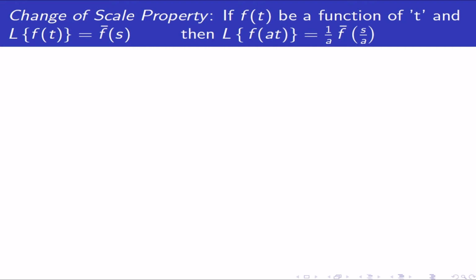Next property, change of scale property. If f of t is a function of t and the Laplace transform of f of t is equal to f bar of s, then the Laplace transform of f of at is equal to 1 upon a f bar of s by a. Let us see the proof of this change of scale property.